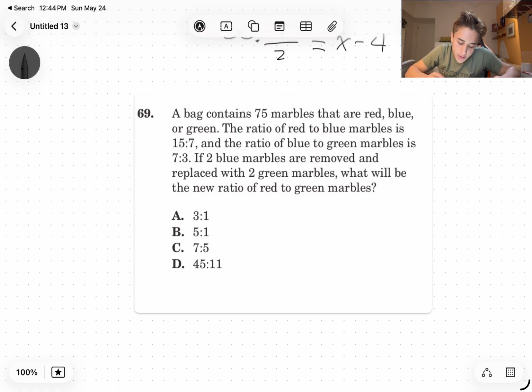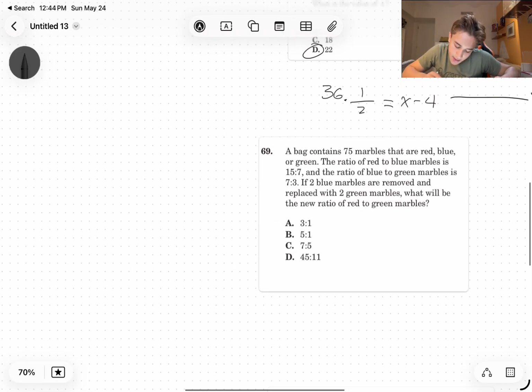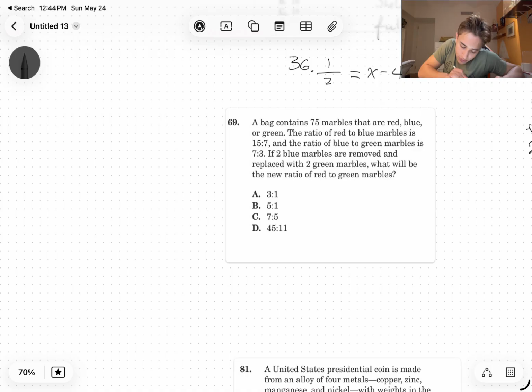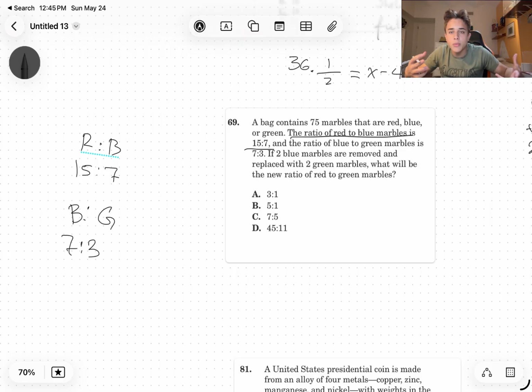So the ratio of red to blue is 15 to 7, right? That's what that tells us here. And the ratio of blue to green is 7 to 3. So normally, both of these ratios include blue, and if we want to get it into one ratio, we would have to make it so that the blue here is equal to the blue here. But luckily it already is. If it wasn't, we could scale up one of the ratios so that it does.